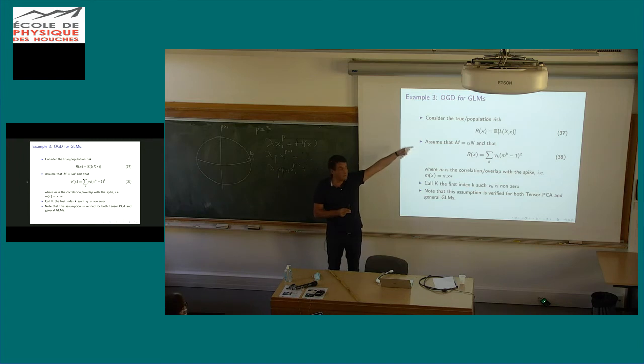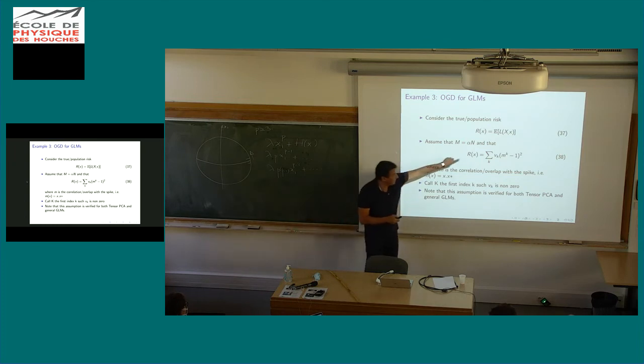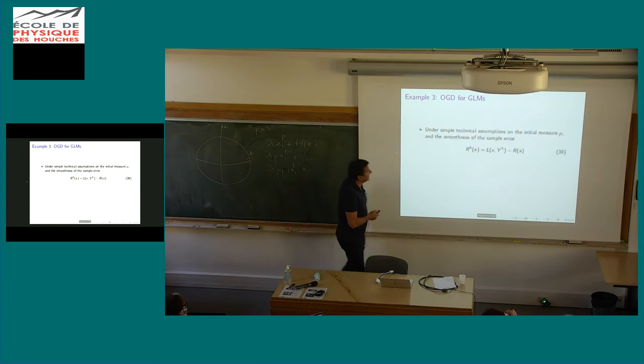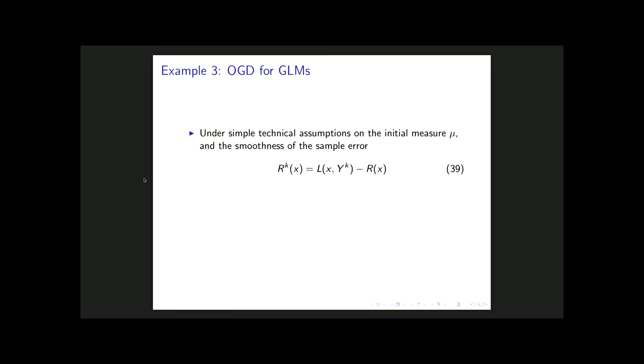In the spike tensor case, this true population function is just lambda x1 to the p. So when capital K is 1, it's like x1. When capital K is 2, it's like x1 squared. And when capital K is larger, it's like x1 to the k. So this capital K is like this p. This assumption is verified for both tensor PCA and general GLMs. For tensor PCA it's obvious, but for general GLM it is doable. Hermite polynomials again, hidden somewhere.